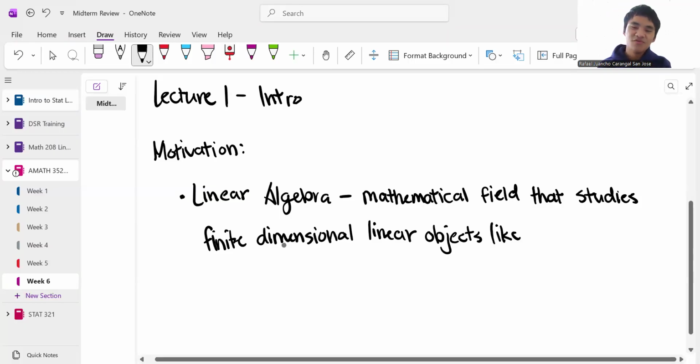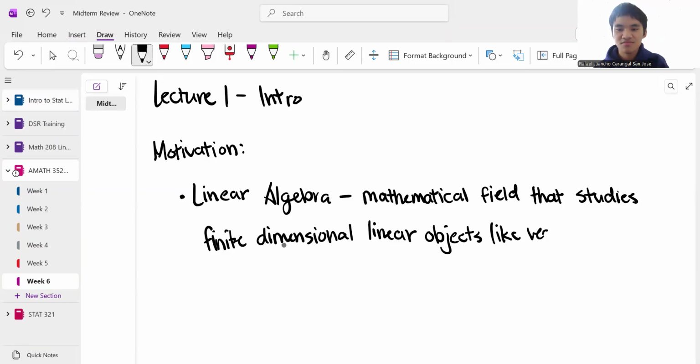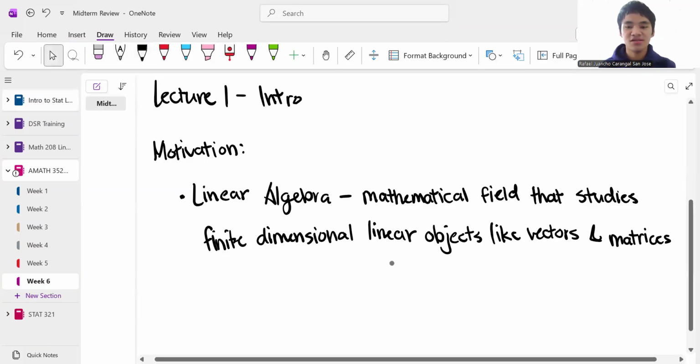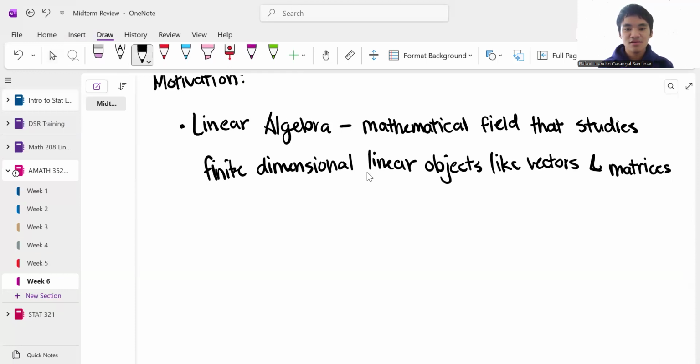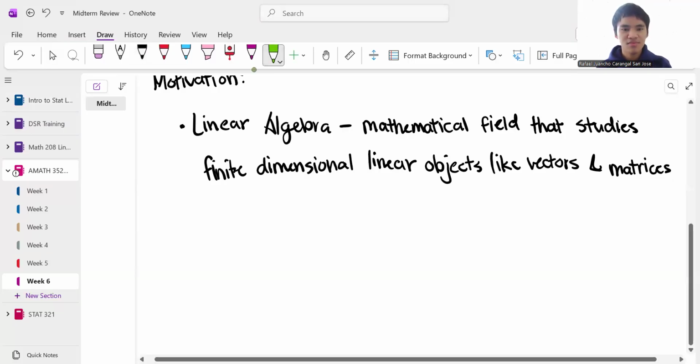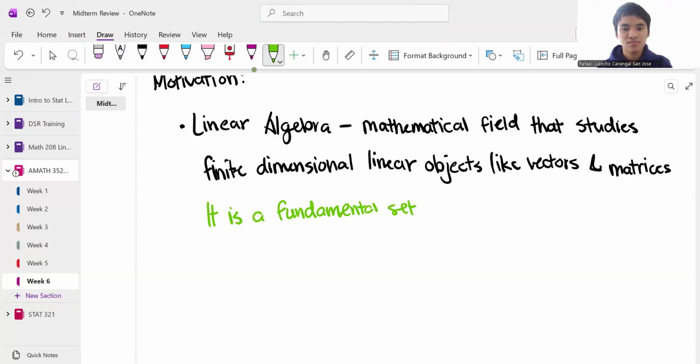And some of you may have already heard about vectors and matrices. This is how we're going to compute them numerically. This is how we define them. And we did talk about this conceptually, what it means to have vectors and matrices from a geometric perspective. So here is actually a fundamental set of tools.